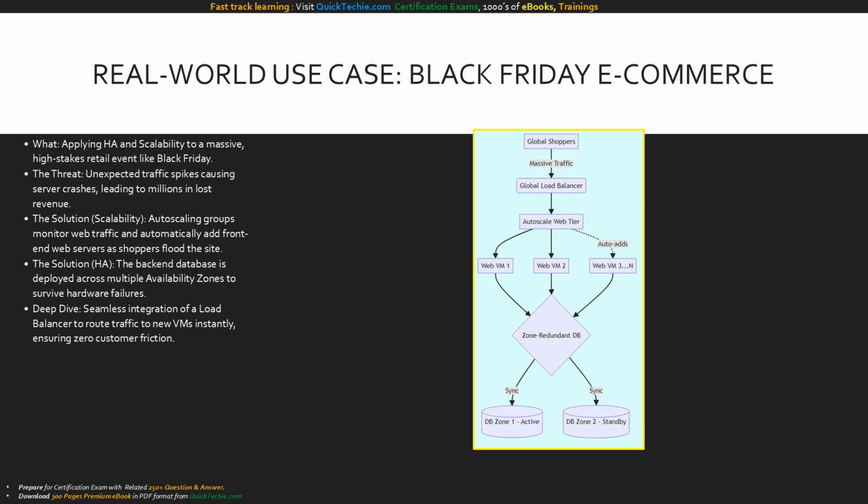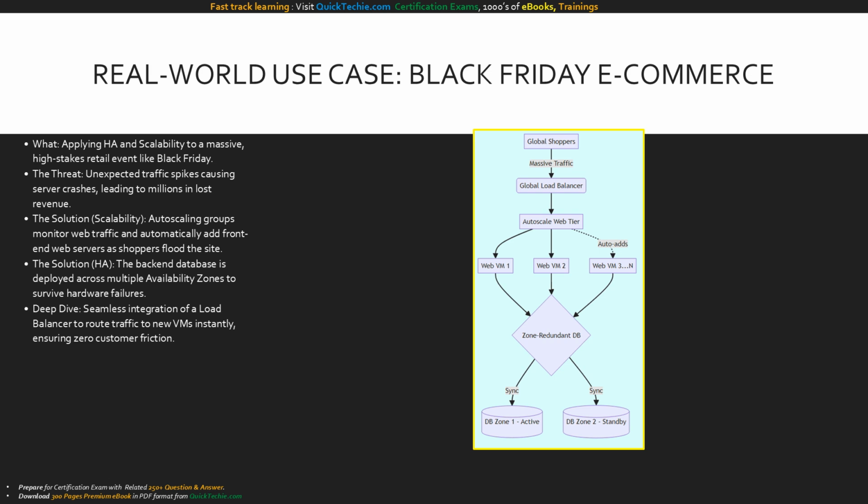This architectural flowchart demonstrates our Black Friday solution in action. At the very top, we have our global shoppers generating massive traffic. This traffic hits our global load balancer, the intelligent gateway to our system. The load balancer routes requests down into the auto-scale web tier. You can see WebVM1 and WebVM2 handling the initial load. But notice the dotted line automatically adding WebVM3 through N. This is our horizontal scalability working in real time to absorb the Black Friday rush.